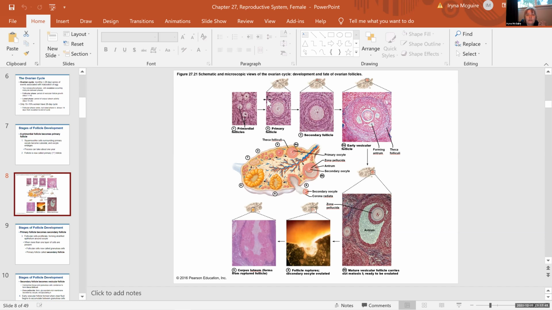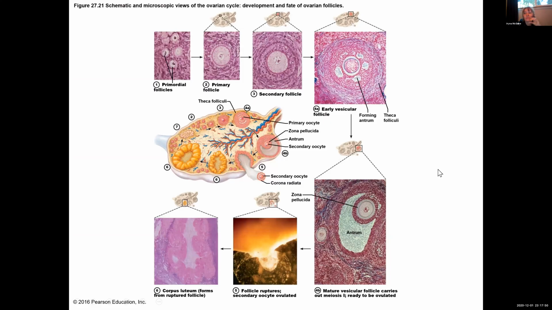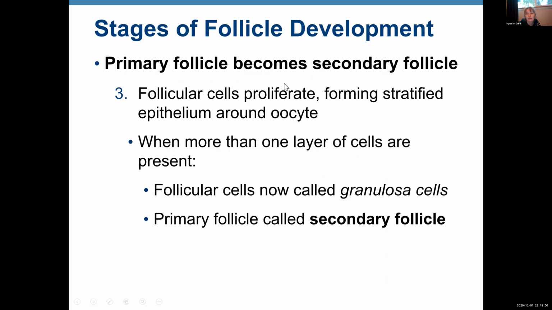Primordial follicle, squamous cells, right? Cuboidal cells, primary follicles. Stratified epithelium, several layers of cells, secondary follicle. And now these cells are not called follicular cells anymore. They are called granulosa cells. You can imagine granulosa cells have granules, so they're going to secrete hormones, right? So primary follicles are called secondary follicles.